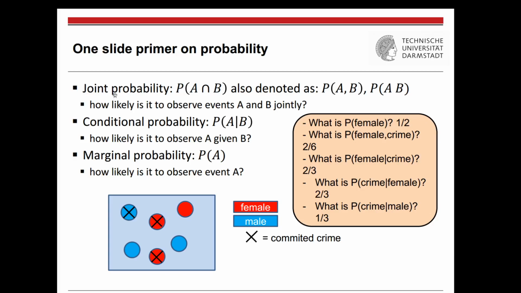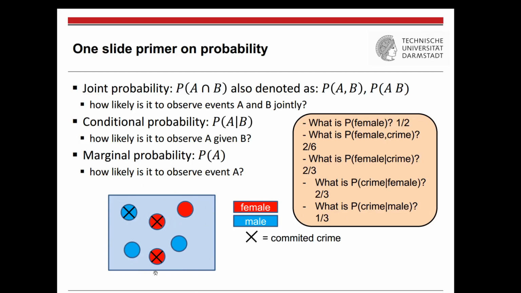Then besides the joint probability, there's also conditional probability, which means how likely is it to observe A given B. And there's also the marginal probability, P(A): how likely is it to observe simply the event A. That's called a marginal probability in contrast to a joint probability, where you focus on just one of the two events.